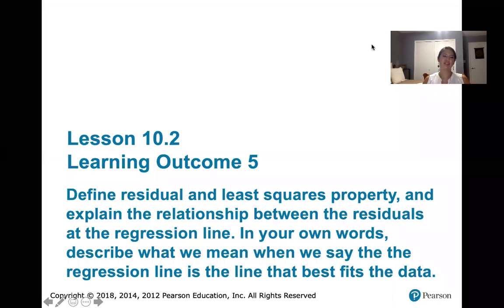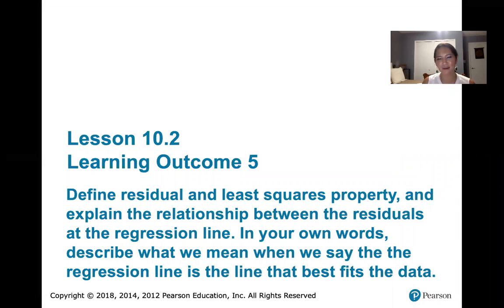In this video, we discuss learning outcome number 5 from lesson 10.2, which is about residuals and the least squares property. My goal for you is this. By the end of this video, I hope you'll be able to explain the relationship between residuals and the regression line. In your own words, I'd like for you to be able to describe what we mean when we say that the regression line is the line that best fits the data.